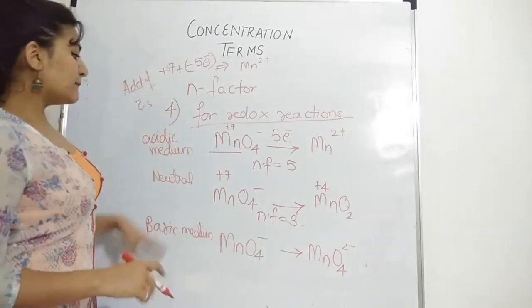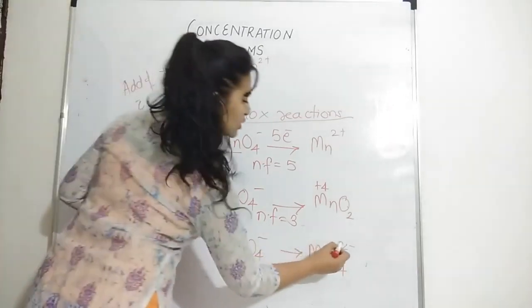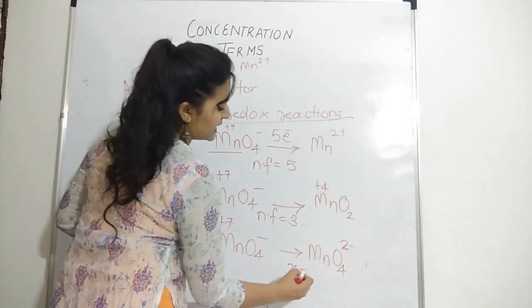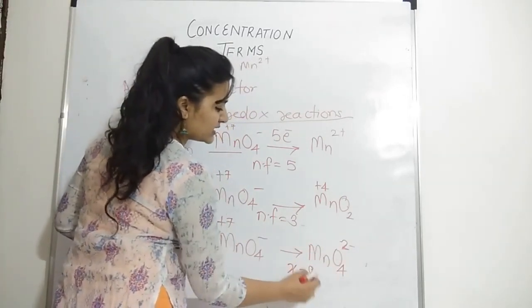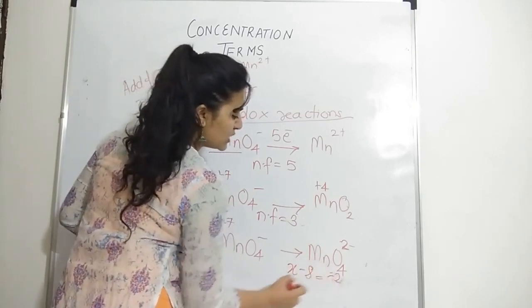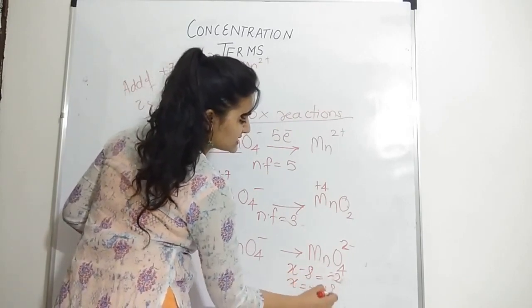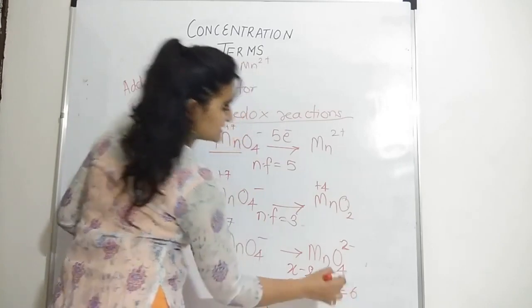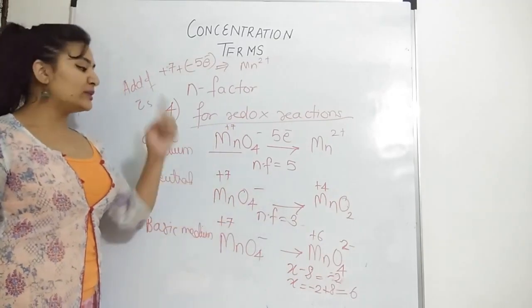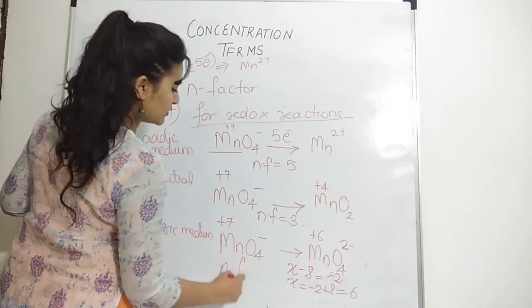In the last one, you can see it is going from plus 7 to, now again find out the charge on Mn. It will be x minus 4 times 2 equals 2 minus, a negative charge. If it is minus 2, then x will be minus 2 plus 8, which is 6, that is plus 6. So here it is going from plus 7 to plus 6, so what will happen? There will be only a gain of 1 electron, and the gain of 1 electron will make the N factor over here 1.